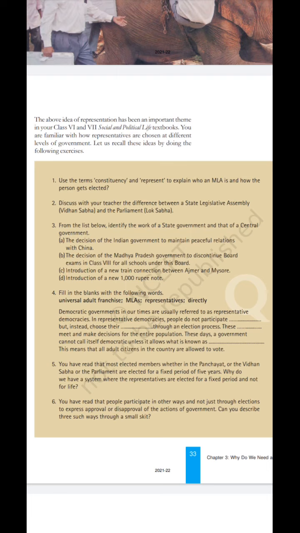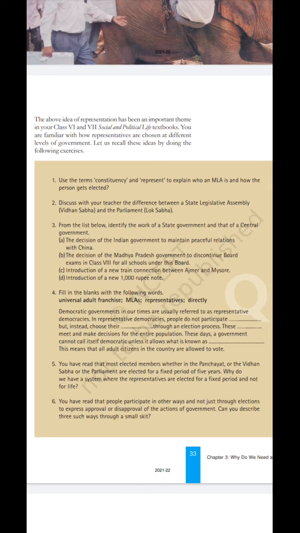Fill in the blanks with the following words: universal adult franchise, MLAs, representatives, directly. Democratic governments in our times are usually referred to as representative democracies. In representative democracies, people do not participate ______ but instead choose their ______ through an election process. These ______ meet and make a decision for the entire population. These days, a government cannot call itself democratic unless it allows what is known as ______. This means that all adult citizens in the country are allowed to vote.